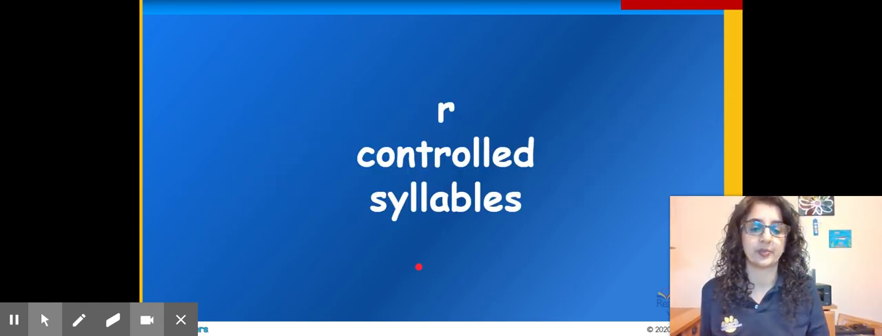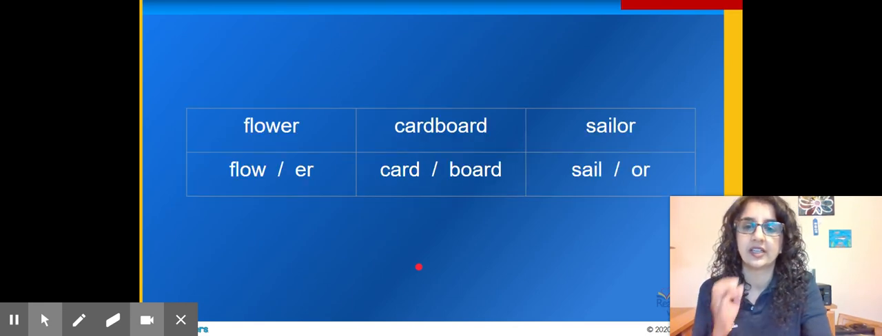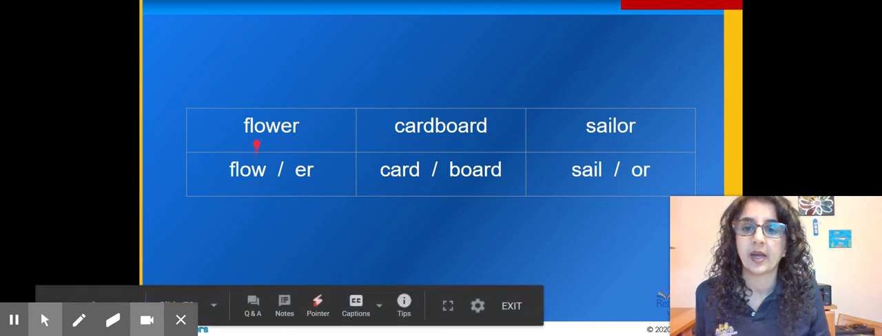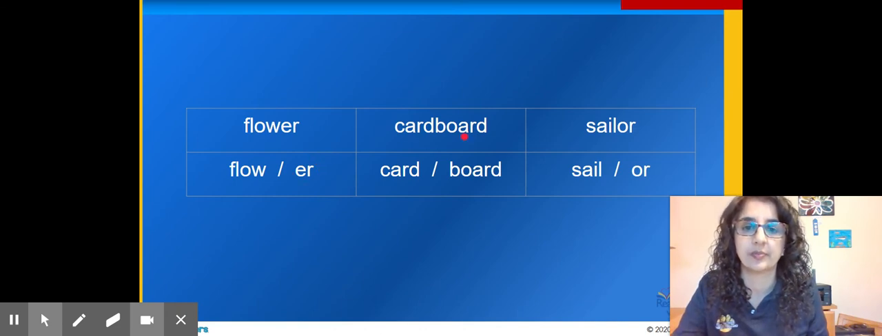Okay, R controlled. You guys learned about these too, right? This is the little dog, the R. When it comes after a vowel, it growls, right? Sometimes it says R, sometimes it says or, and other times it says er, okay? So we keep those together too, okay? Our first word, flower, okay? So that ER stays together. It's a syllable.